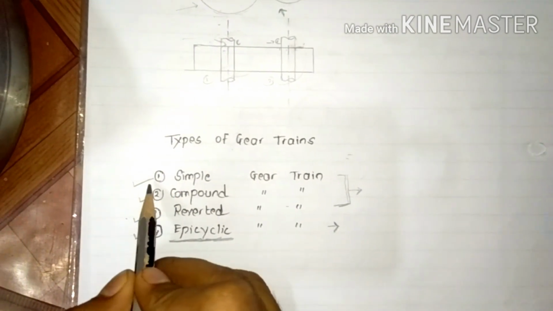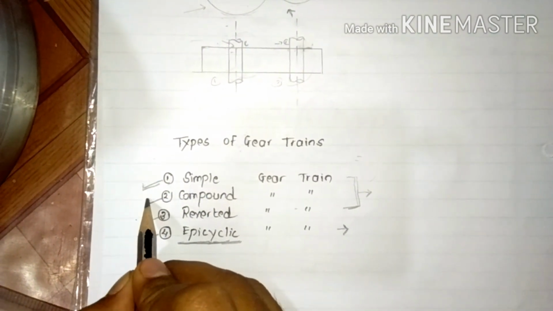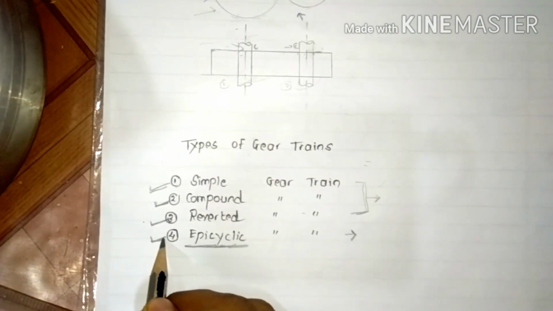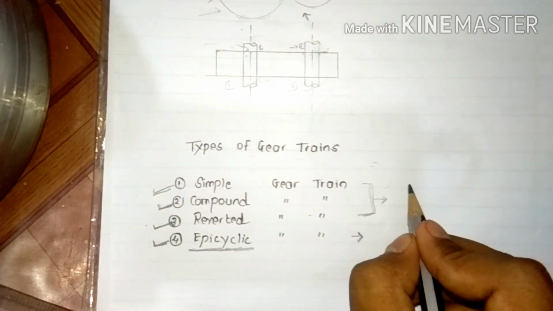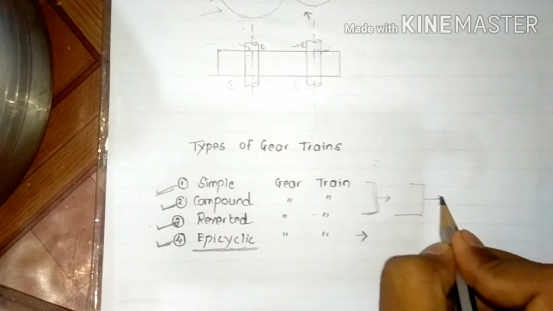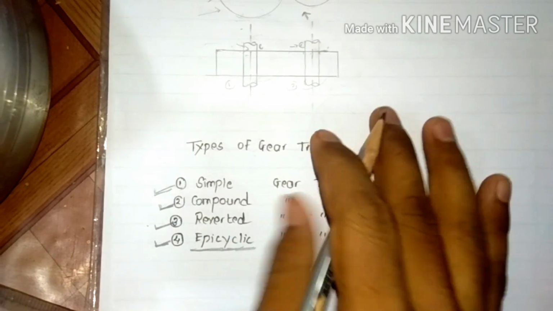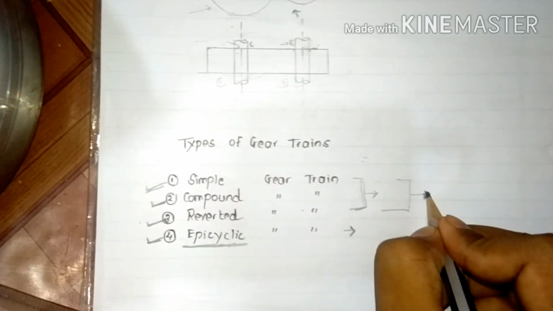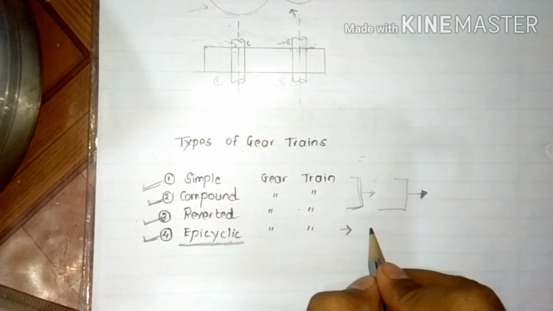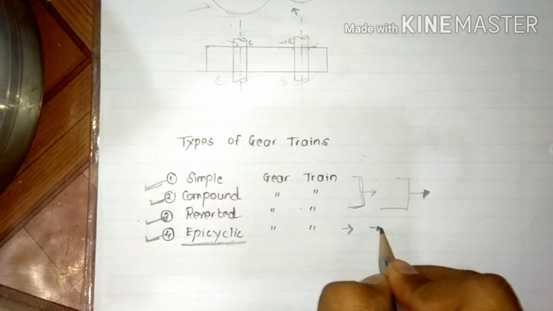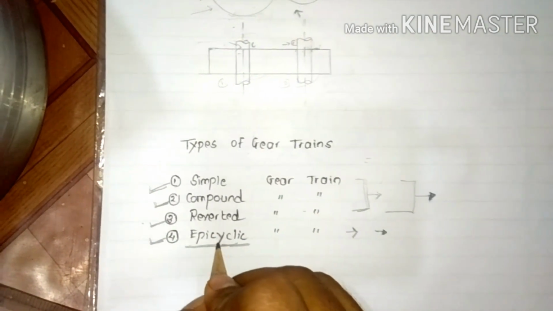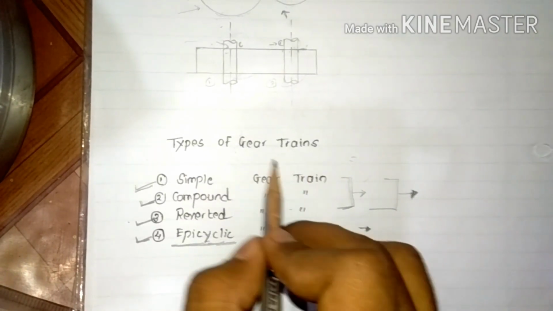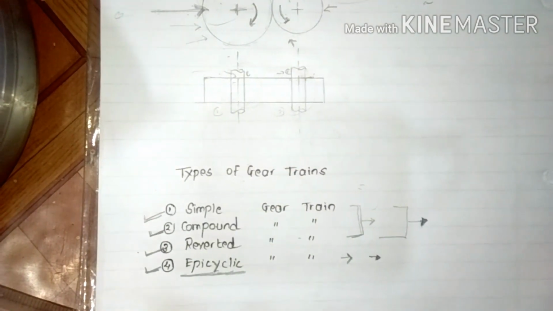We have four types of gear trains. The first one is the simple gear train, the second one is the compound gear train, the third one is the reverted gear train, and the last one is the epicyclic gear train. These three gear trains are stationary on their axis, meaning they do not take any motion from the axis on which they are mounted. And this last one is a special type of gear train in which the gears take a motion from its axis when it is mounted on the shaft. We will see this next.